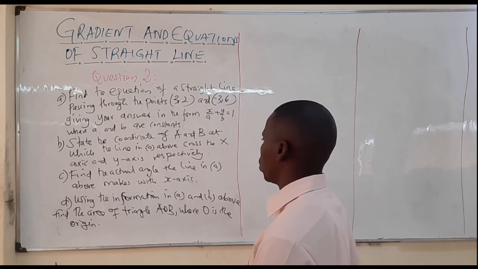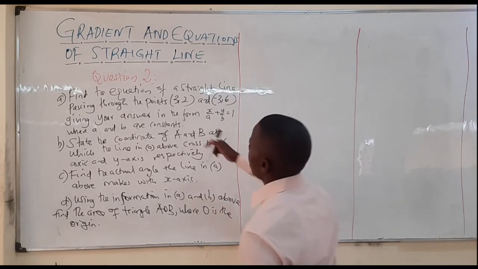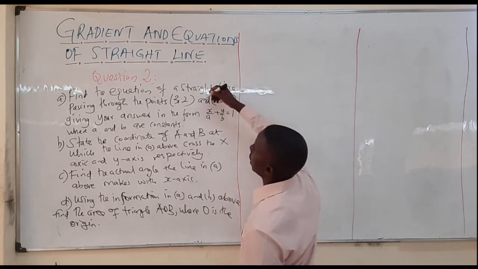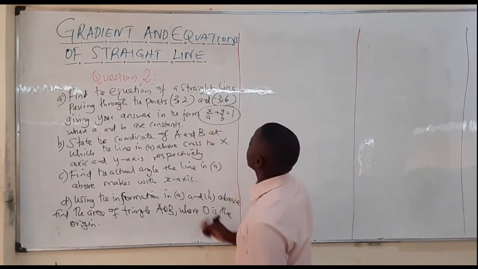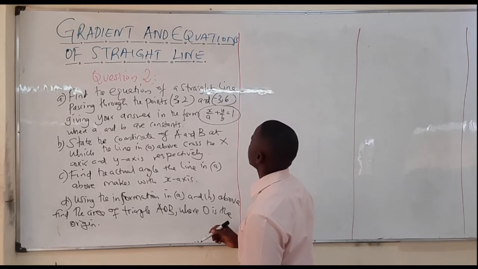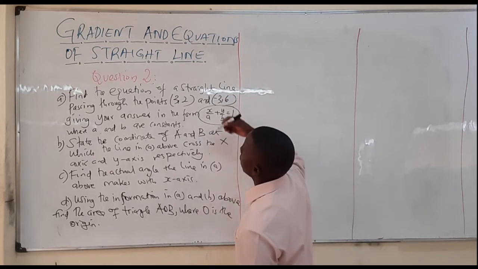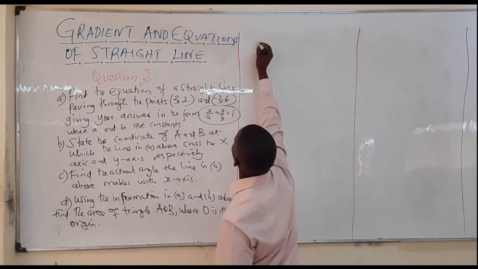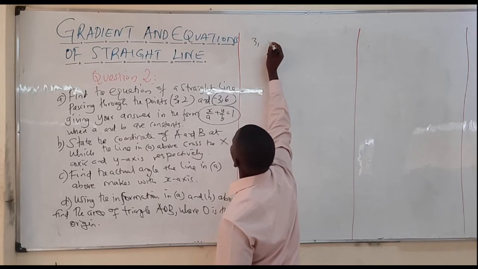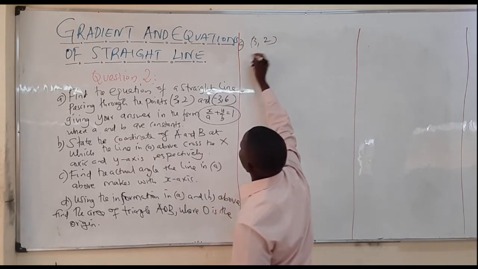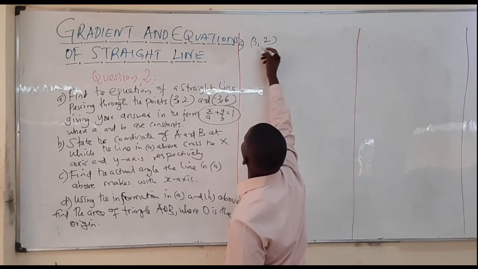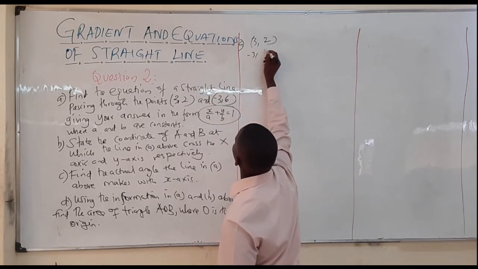And D: using the information in A and B above, find the area of triangle AOB, where O is the origin. Now the first part, we need to get the equation of the line in the form x over a plus y over b equals 1. And the first thing to get the equation of a line, we need to have the gradient. So part A, the line is passing through points (3, 2) and (minus 3, 6).